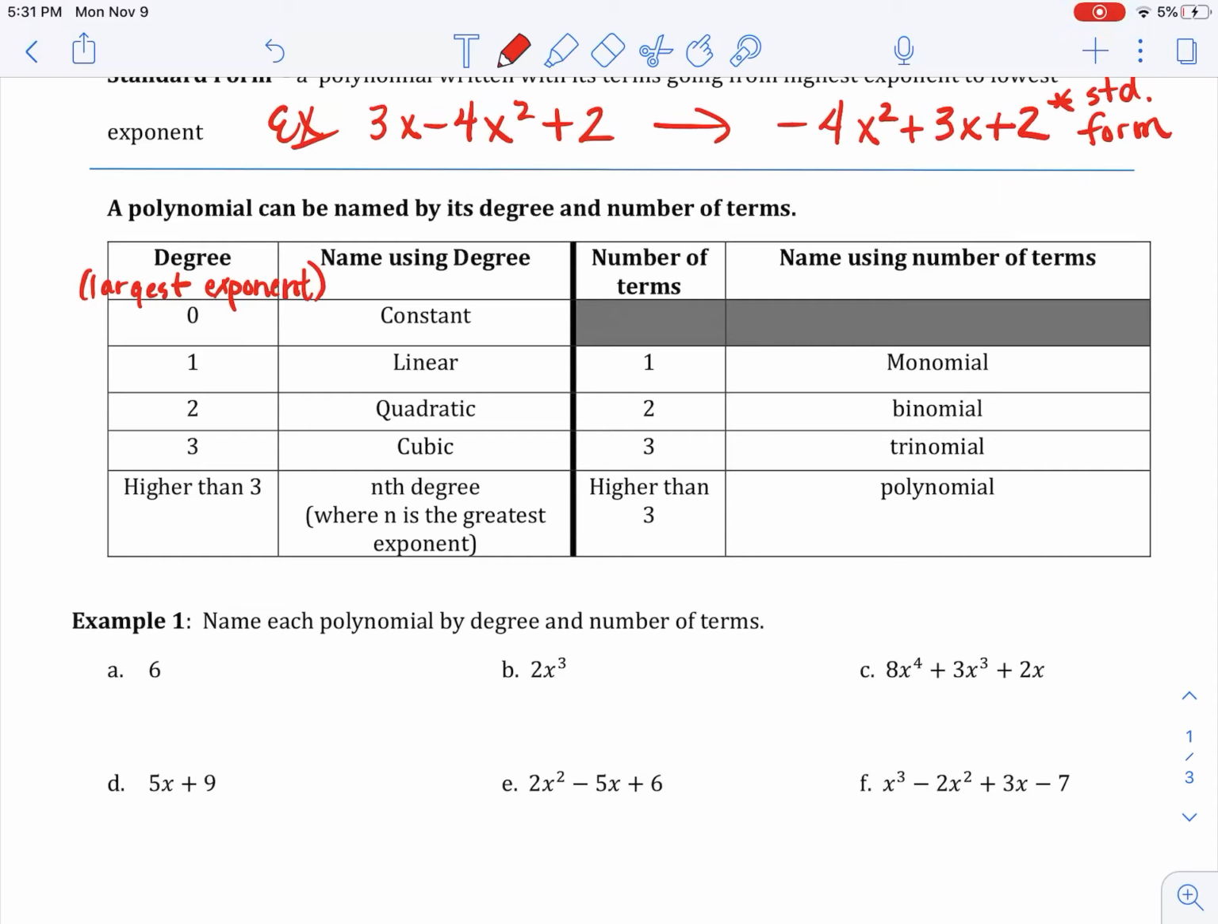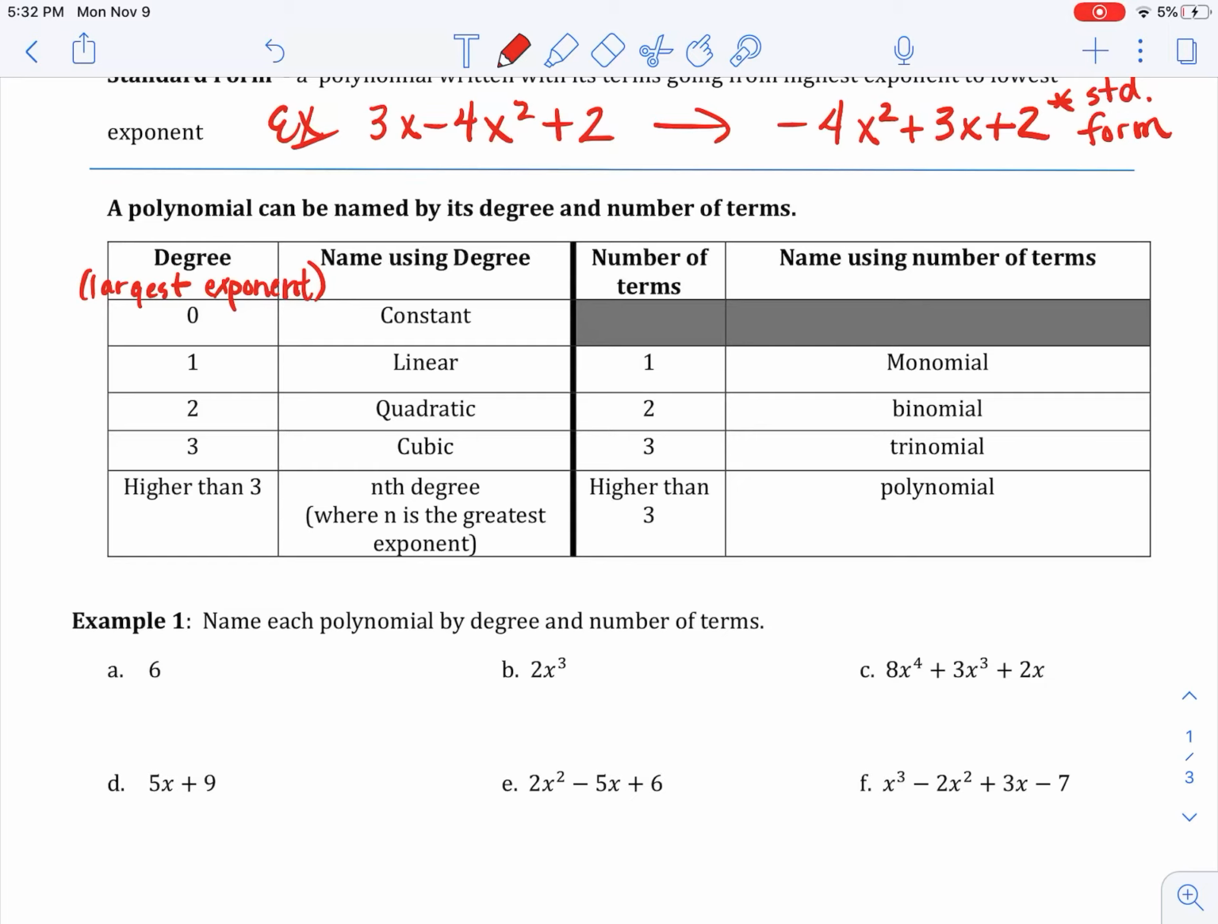But let's talk about the second name that you're going to give it. The second name is going to be based on the number of terms. So if you have only one term, you call it a monomial. If you have 2 terms, you call it a binomial. If you have 3 terms, you call it a trinomial. And anything higher than 3 terms, we're just going to go back to the generic word polynomial.